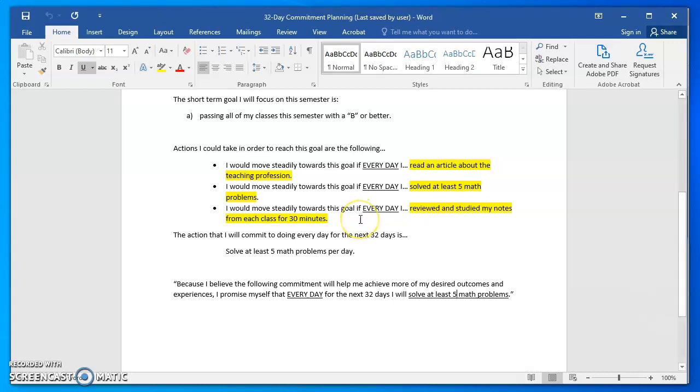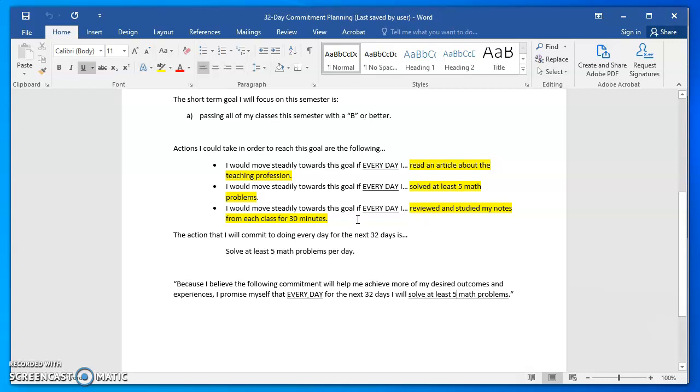So the action that you pick has to be something you can do every day. I have had students say that they're going to do well on tests. That is an action, but it can't be done every day because they don't have a test every single day. So make sure you pick something that you know you can do every single day.